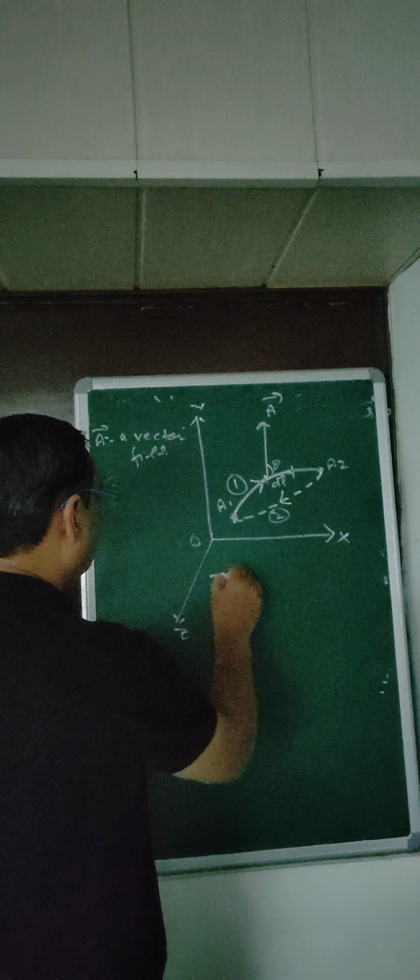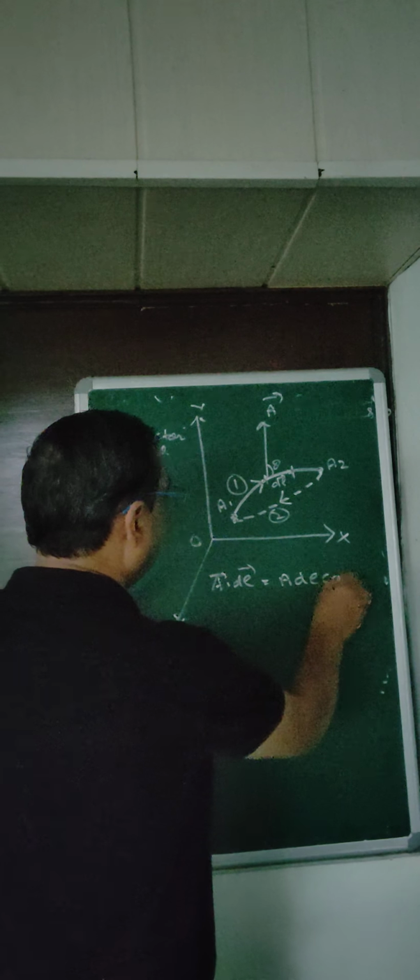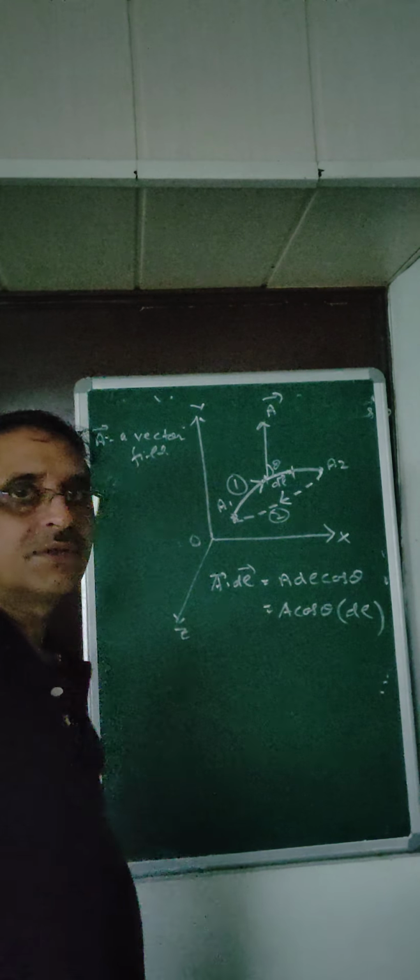A dot dl, this is dl. So if we want to write how much is A dot dl, this will give you A dl cos theta, or this is equal to A cos theta into dl. Now what we do, we integrate this result on both sides.